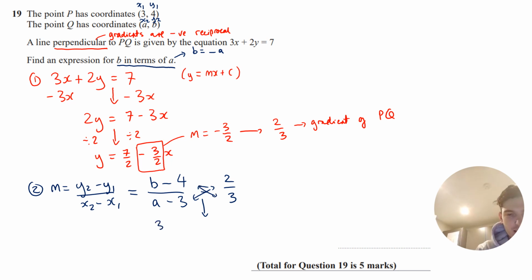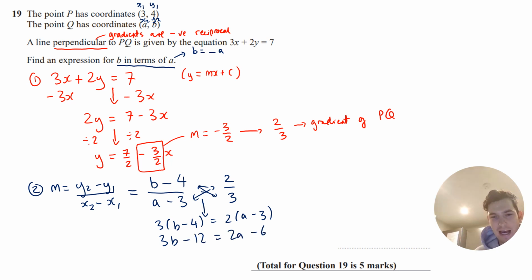So what is this? 3 brackets b minus 4 equals 2 brackets a minus 3. Let's expand. 3b minus 12 equals 2a minus 6. And I need to get the b on by itself. So how do I do this? Well, let's get rid of this minus 12.